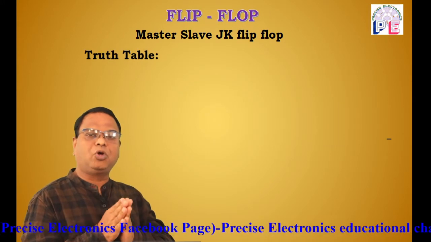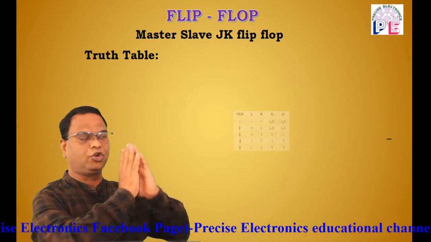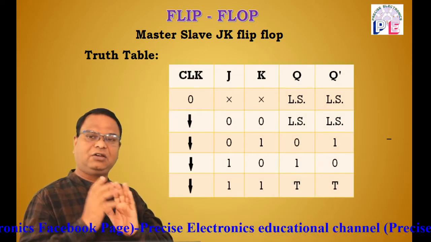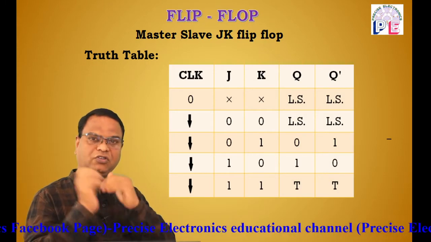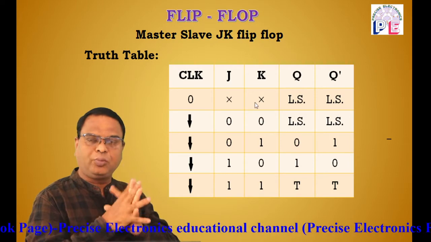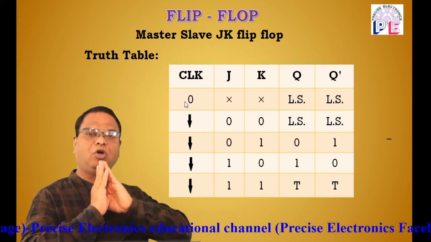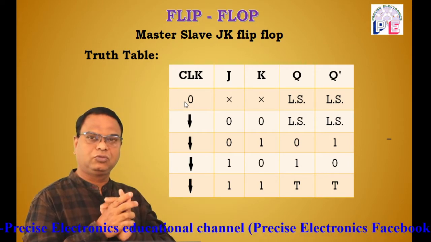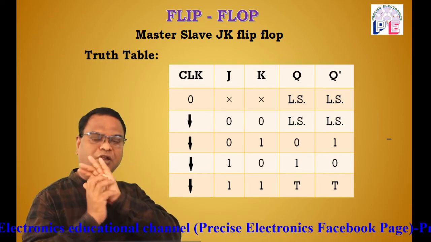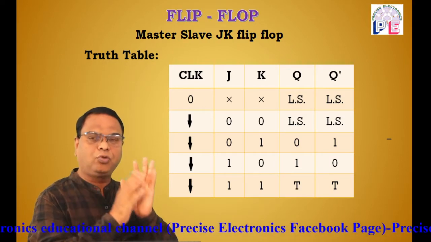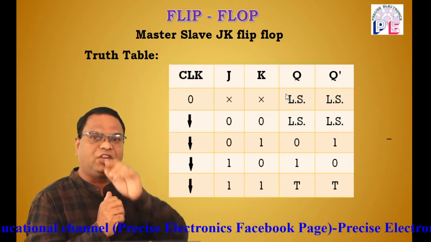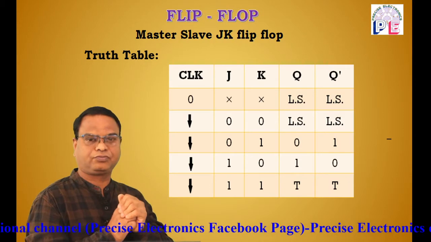Now the truth table of the master slave JK flip-flop is going to be displayed on your screen. From this truth table, it is clear that there is a clock input, J input, K input, and outputs. When the clock input is low, the flip-flop is in disable mode. So the output of the flip-flop remains in the last state, and this don't care state is denoted by a crossbar.